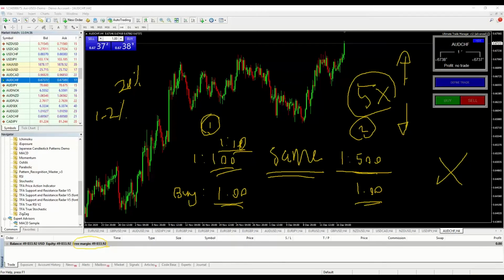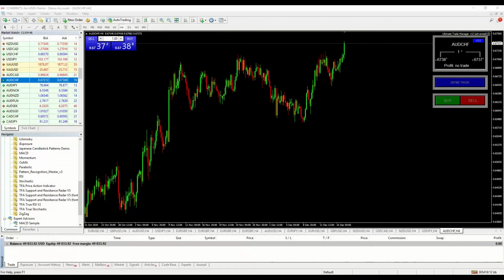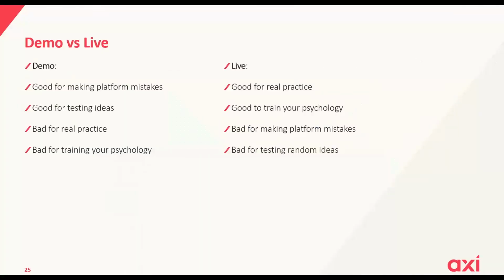Okay. Now that we've touched on demo versus live, I remember one guy asked earlier, I think it was Anna Maria, right? How long do I recommend someone to be on demo before they move to live? I would recommend you to move to a live account as soon as possible, right? But you don't need to move to a live account which has a lot of money.